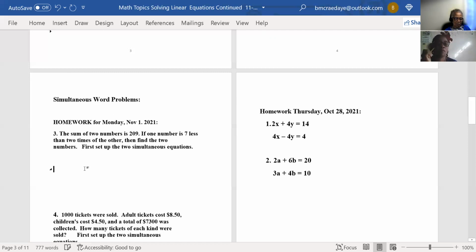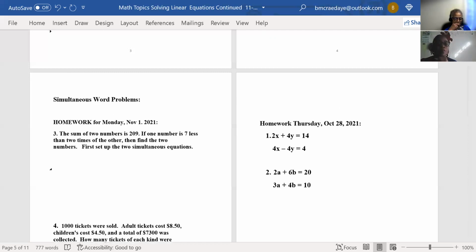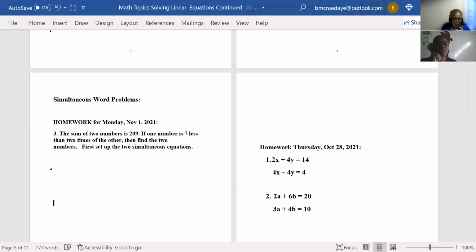The sum of two numbers is 209. If one number is 7 less than 2 times the other, then find the two numbers or set up the two simultaneous equations. Okay, now, first thing we're going to do is define some variables here.